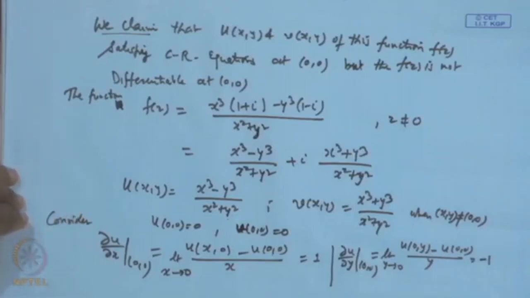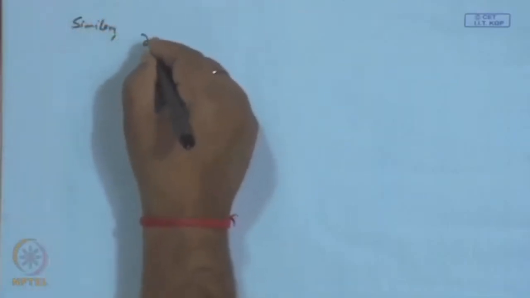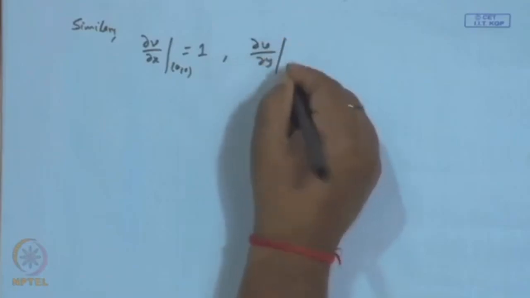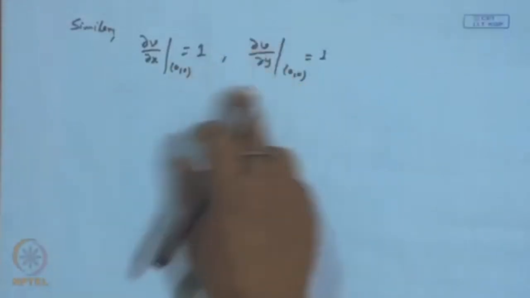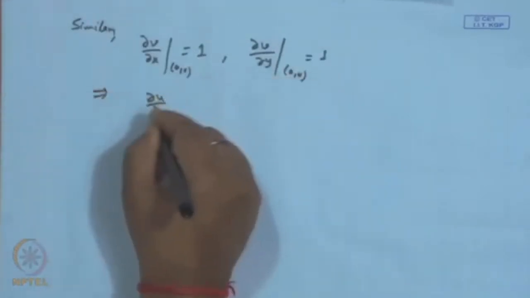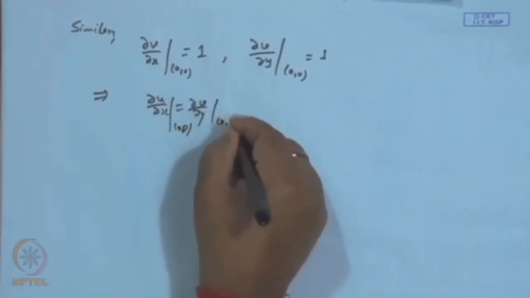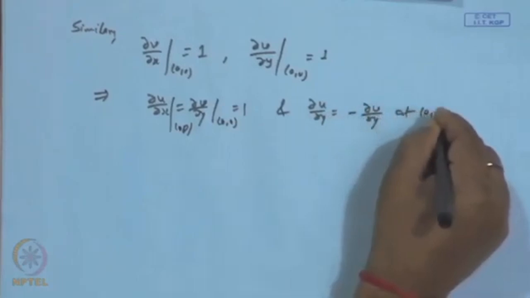And del v over del x at the point (0, 0), similarly, you can verify comes out to be 1, while del v over del y at the point (0, 0) will also be 1. So, we are seeing that del u over del x is 1, del v over del x is 1, del u over del y is minus 1, and del v over del y is 1. So, del u over del x equals del v over del y at the point (0, 0), which is 1, and del u over del y is minus del v over del x at (0, 0). So, the CR equations are satisfied.